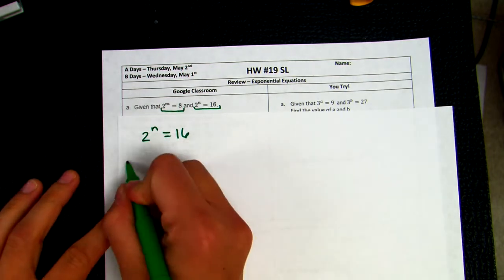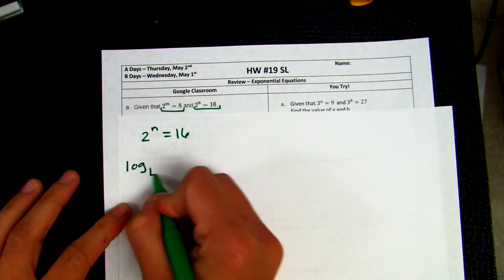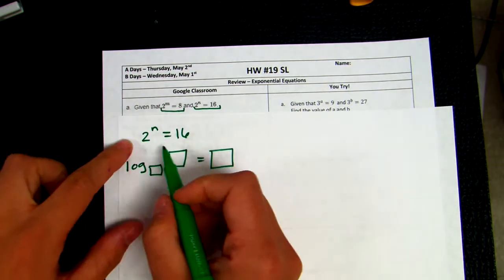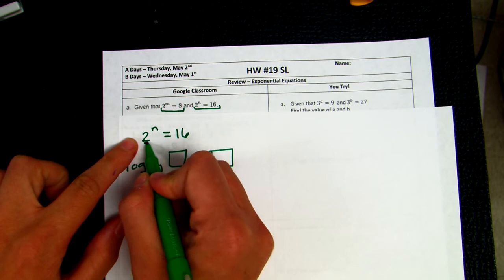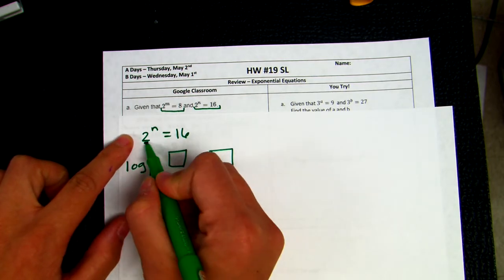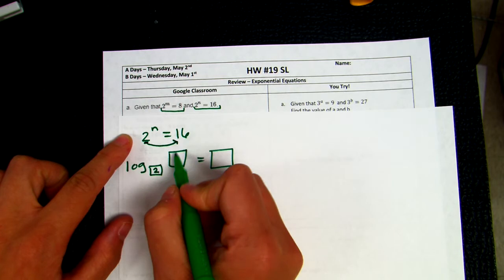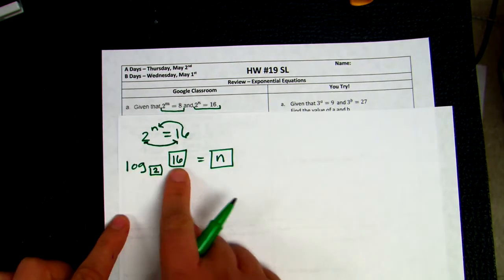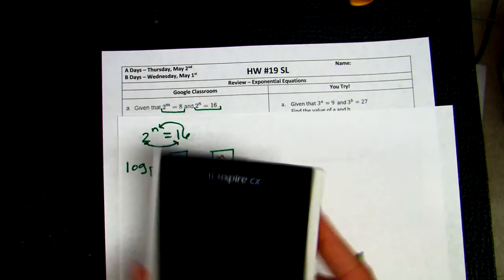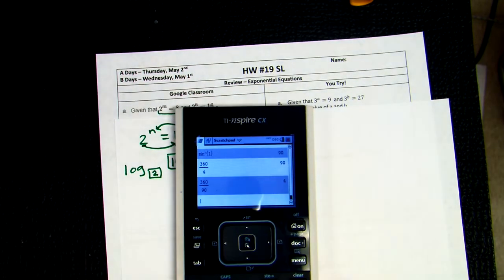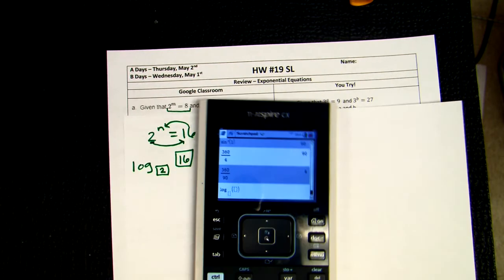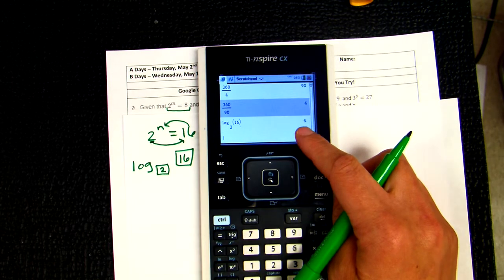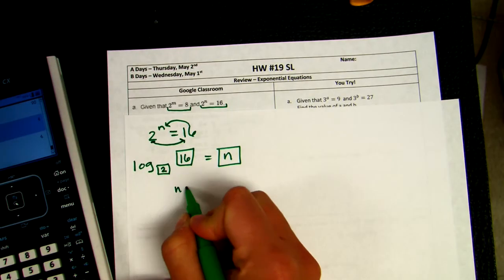I started in exponent form, so I need to go to log form. Log base something of something is equal to something else. I use my circle method. I start at the base, so my base of the log is 2. I go across the equal sign to 16, and then I go back around to get to n. So log base 2 of 16 is equal to n. If I pop that in my calculator, log base 2 of 16, I got 4 there. So n is equal to 4.